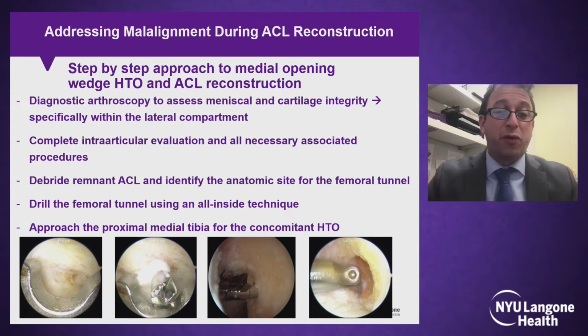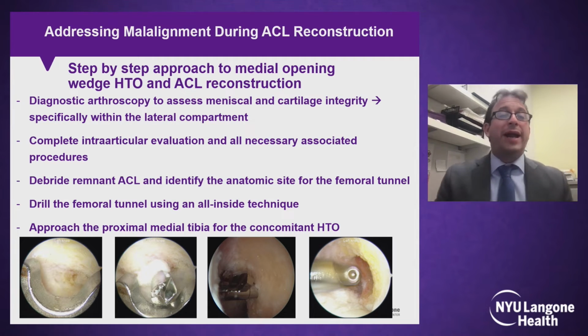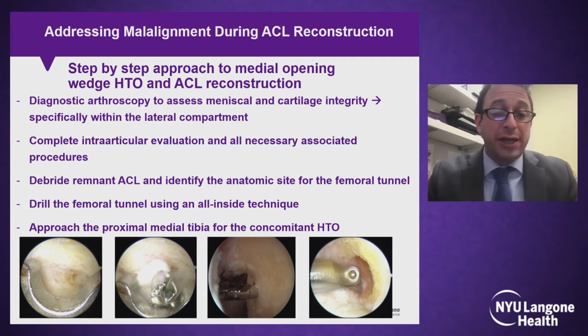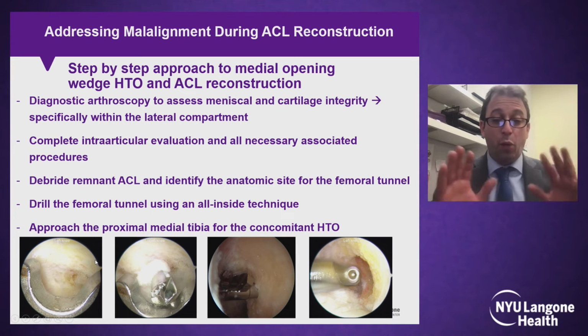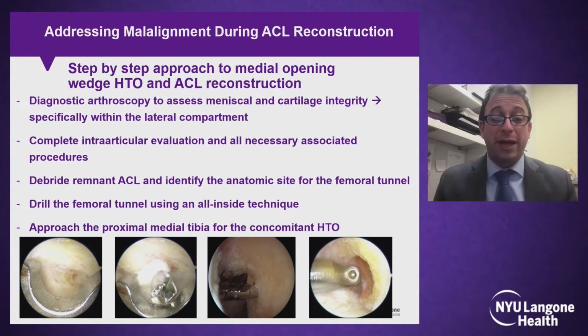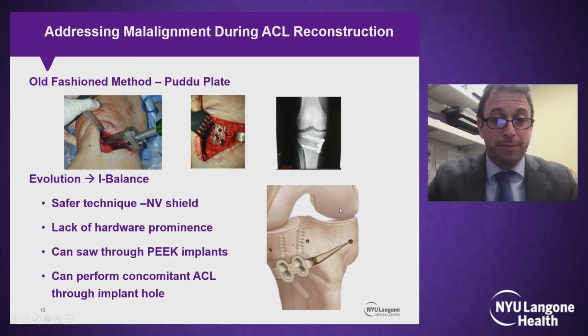We're then going to debride the remnant ACL and identify the anatomic site for the femoral tunnel. When you're combining an HTO and a revision ACL, it is usually utilizing an all-inside technique, as was demonstrated by Dr. Shah. So we're going to drill the femoral tunnel using this all-inside technique with a retrograde reamer. Once that's done, we're going to take the arthroscope and instruments out of the knee and approach the proximal tibia for the concomitant high tibial osteotomy.